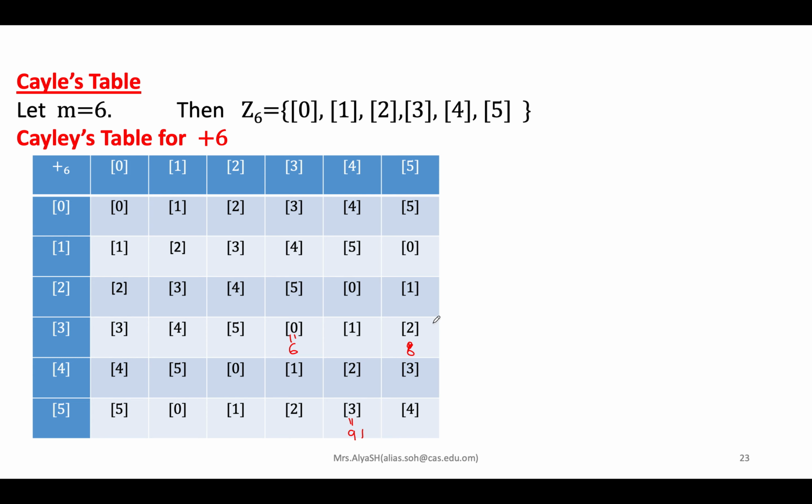How can we also find this? I need to find the remainder when I add those two numbers. For example, 5 plus 5 is 10. Now 10 mod 6 equals 4, so 10 is represented by 4. In case we have 5 plus 2 equals 7, 7 mod 6 is 1. So here 5 plus 2 is 7, and 7 can be represented by 1.